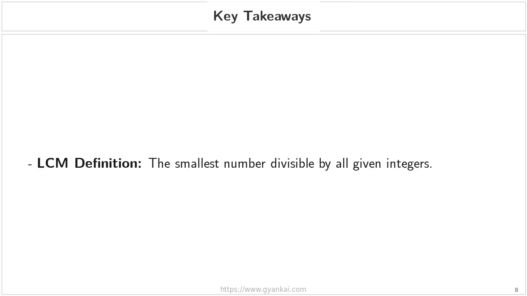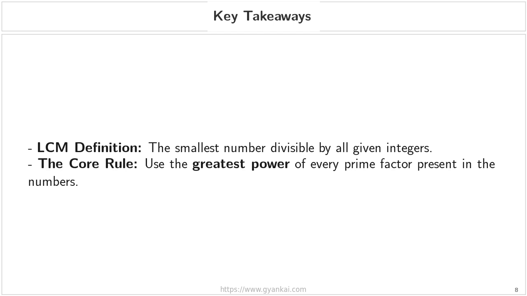First, let's revisit the definition. Remember, the least common multiple, or LCM, is simply the smallest positive integer that can be divided by all the numbers in your set without leaving any remainder. Next, I want you to memorize this core rule, as it is the heart of this method. When you are looking at your prime factors, you must always select the greatest power of every prime factor that appears in any of your numbers. This is the fundamental difference between finding the LCM and finding the HCF, which we touched on earlier.